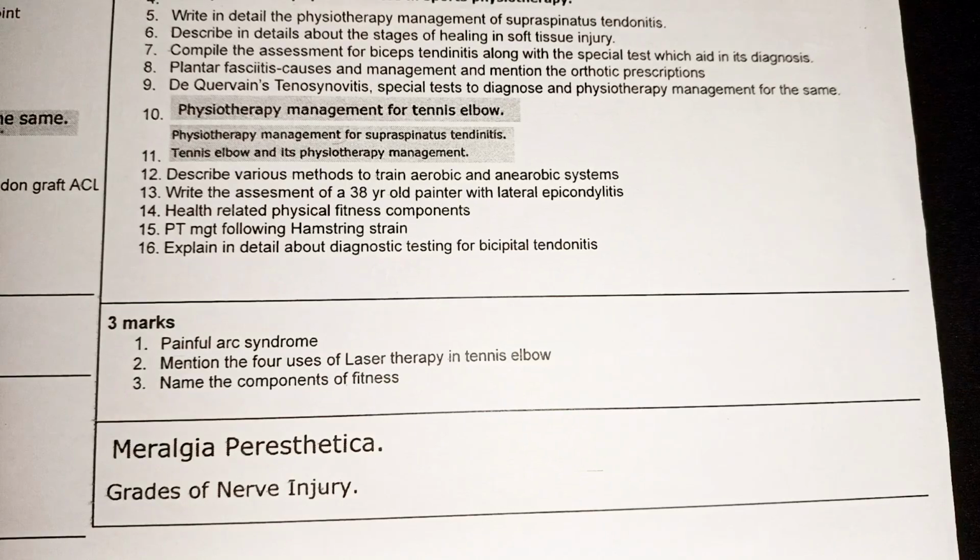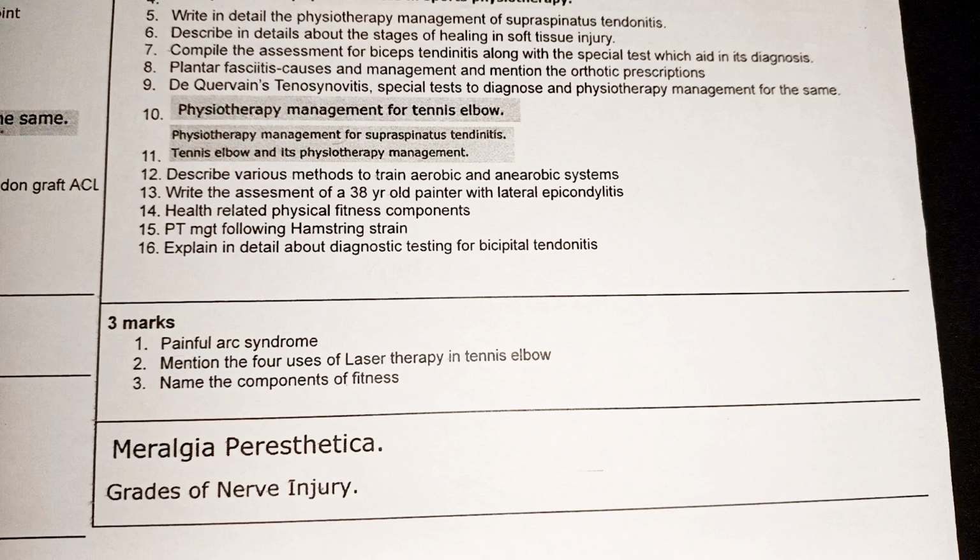Thirteenth one, write the assessment of a 38-year-old painter with lateral epicondylitis. Fourteenth one, health related physical fitness components. Fifteenth one, PT management following hamstring strain. And the last one, explain in detail about diagnostic testing for bicipital tendinitis.